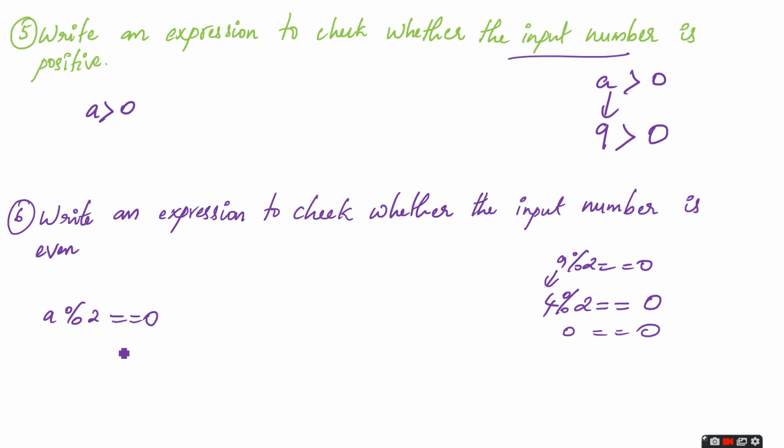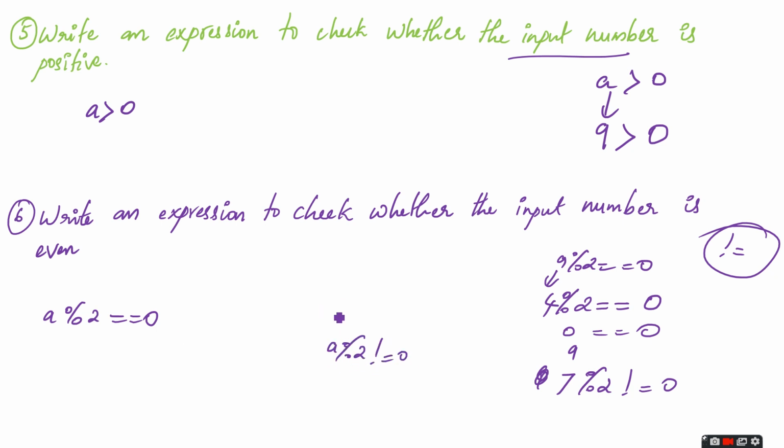Suppose I want to check whether the input number is odd. Odd means when a number is divided by 2, the remainder is not equal to 0. Not equal to 0 means there is a symbol not equal to in relational operator. So we can write like this. When 7 is divided by 2, the remainder is not equal to 0. In order to input the number 7, I can take a variable a. So we can write like this. A mod 2 is not equal to 0 means it is an odd number. In the same way, if a is less than 0, that means it is a negative number.